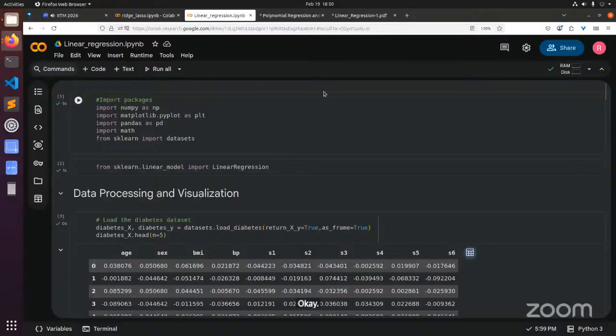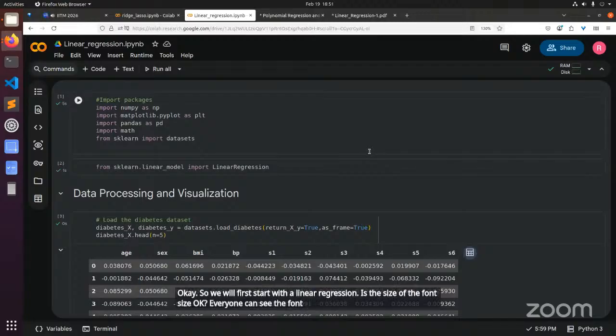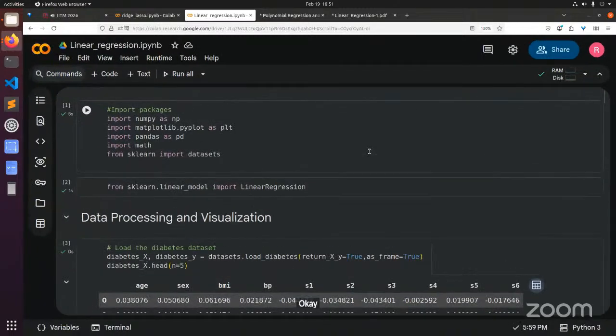So we will first start with a linear regression. Is the font size okay? Everyone can see the font size clearly? Yes, sir. Okay, so let's do this.